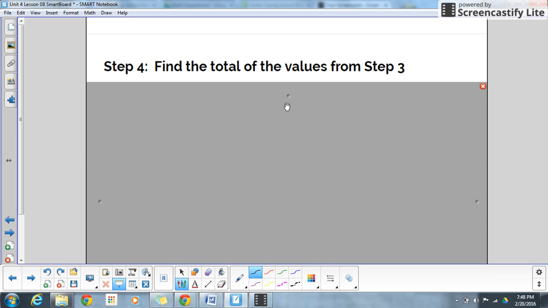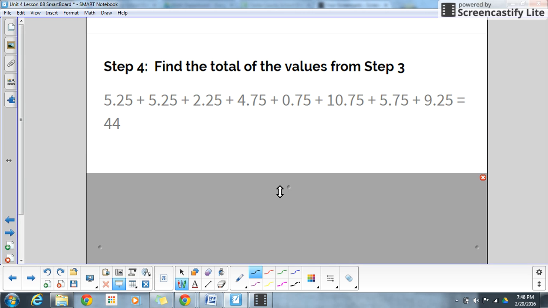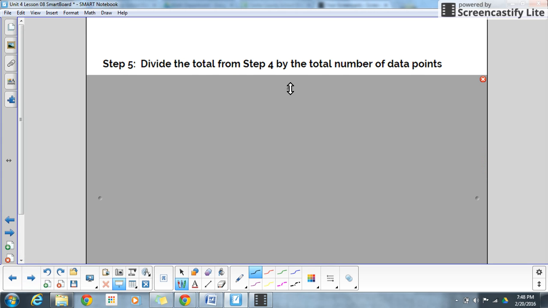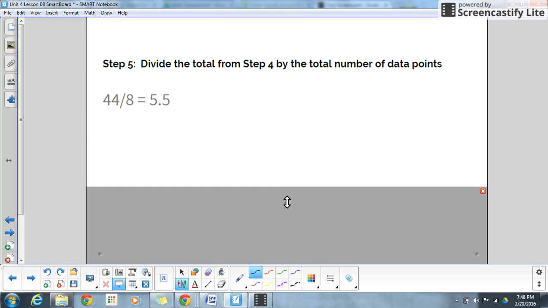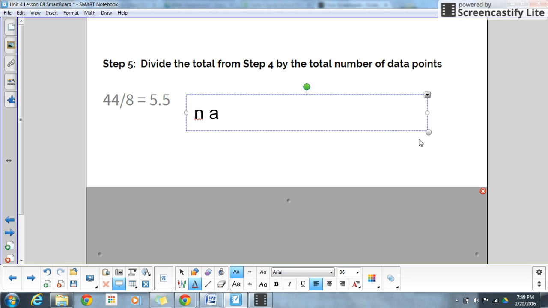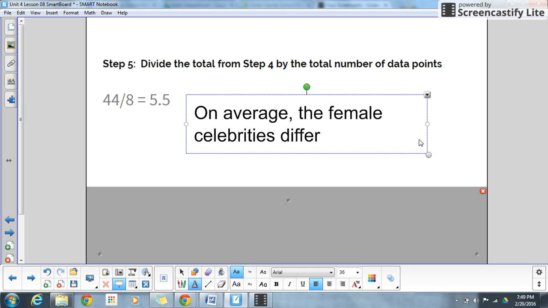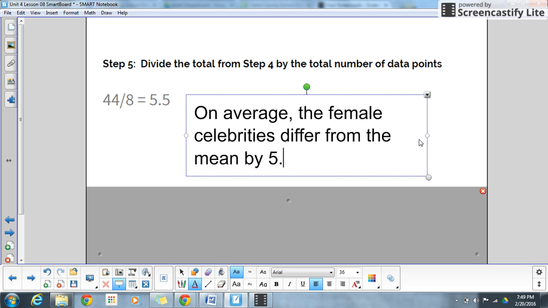Step 4. Find the total of the values from step 3. So we're going to add all of those positive numbers and we get 44. And the last step is that we're going to divide that total from step 4 by the total number of data points, which in this case was 8. So 5.5. What that means is that on average, the female celebrities differ from the mean by 5.5 years.